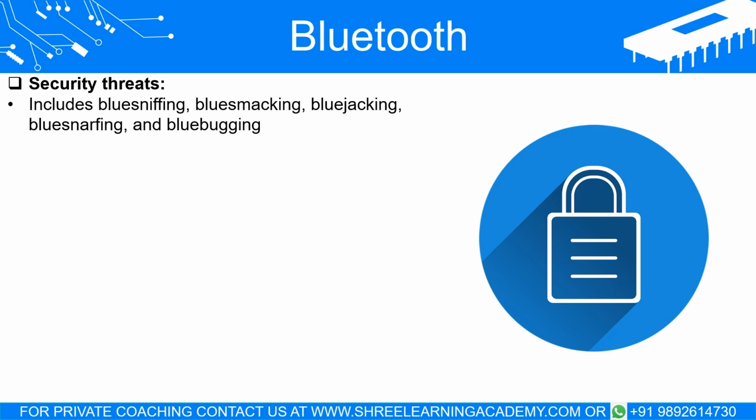Blue sniffing, for instance, involves detecting Bluetooth devices in discoverable mode. An attacker might use this method to identify potential targets. Blue jacking involves sending unsolicited messages to a Bluetooth device, while blue snuffing allows unauthorized access to information from a Bluetooth device. Blue bugging takes blue snuffing a step further, allowing an attacker to control a device remotely.